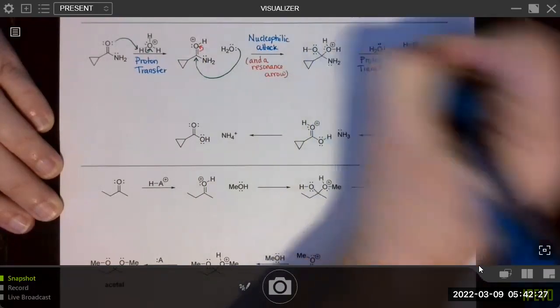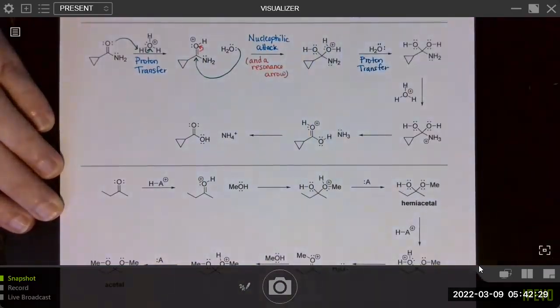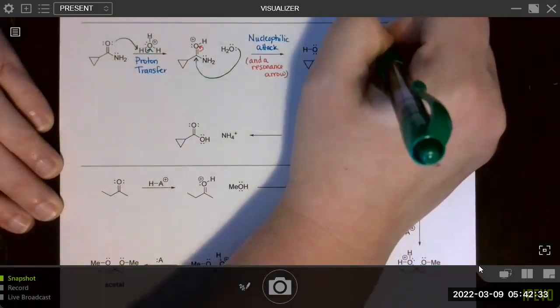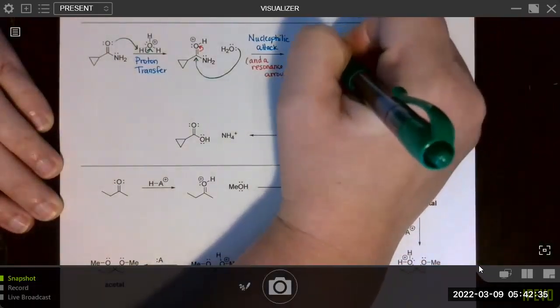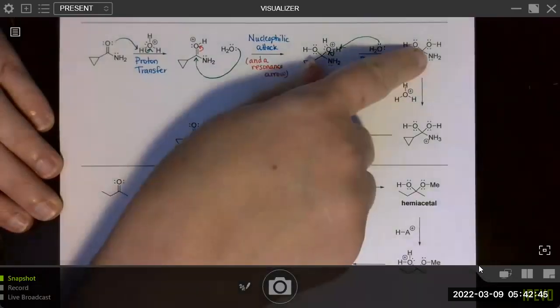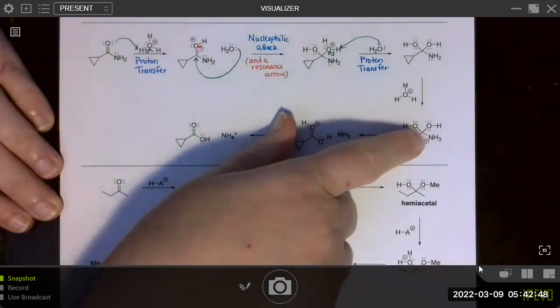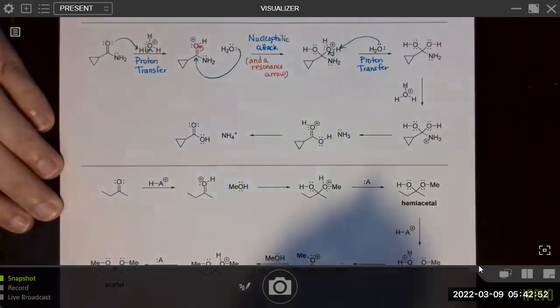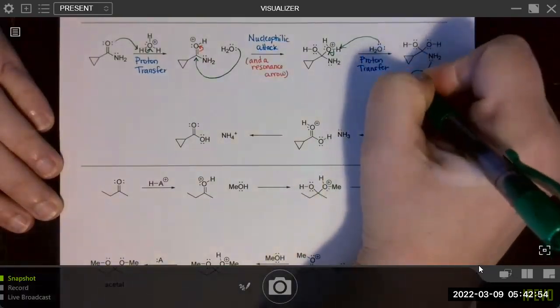I can go ahead and draw in those lone pairs since water is going to be the base. And it will take one of the protons off that oxygen. Those are the two proton transfer arrows. And then here, right, the nitrogen becomes protonated, right, with a third hydrogen atom. So we can show again another proton transfer.